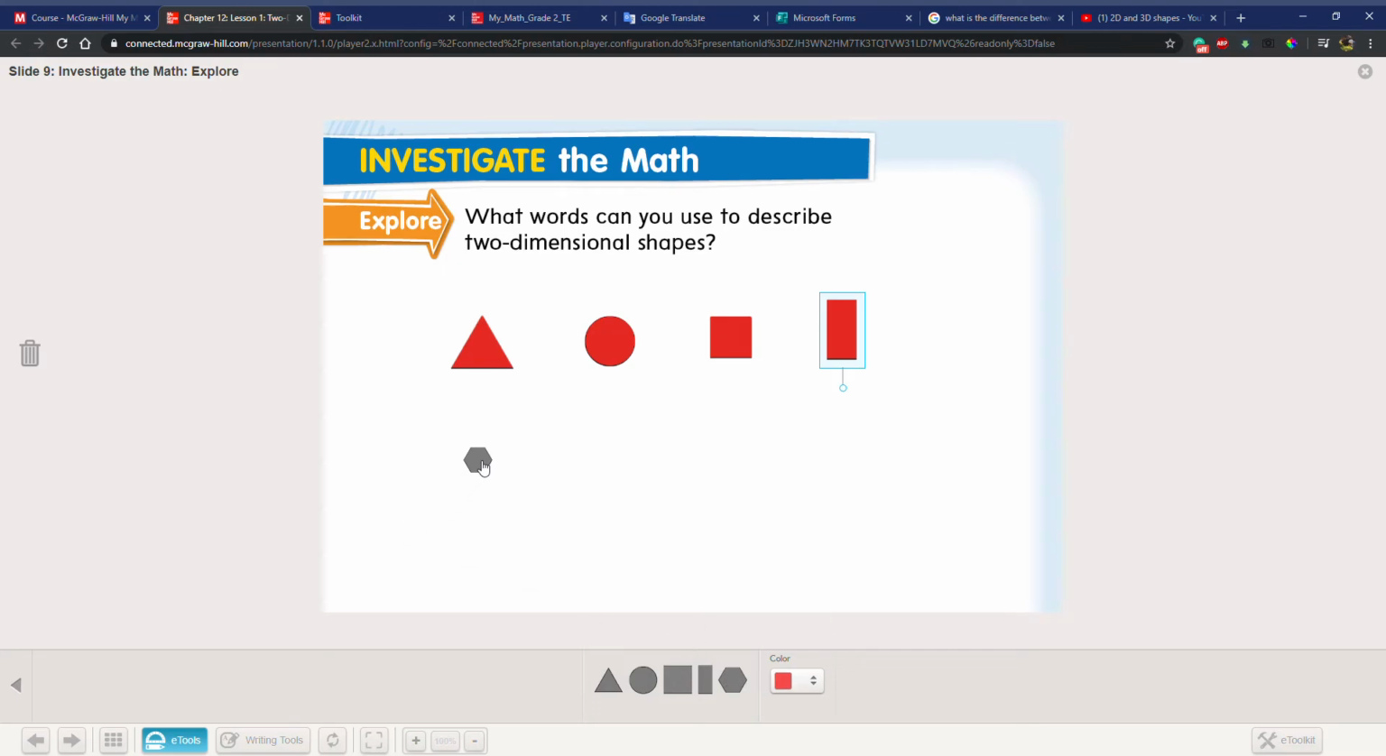This is pentagon. What about this? This is trapezoid. What about this? This is parallelogram. Trapezoid. Hexagon.